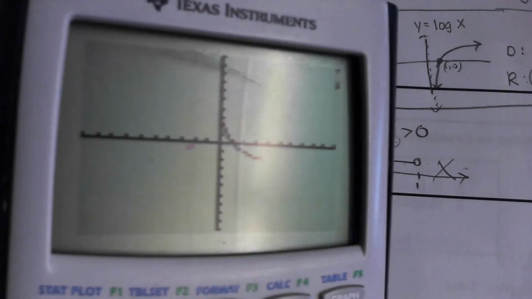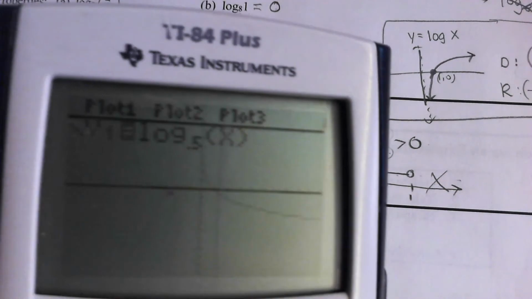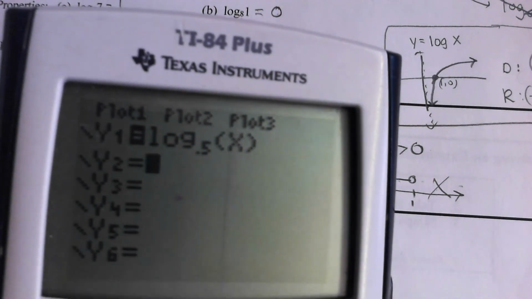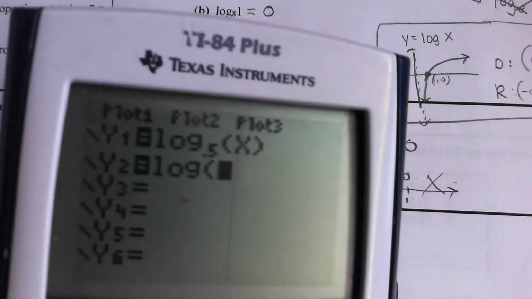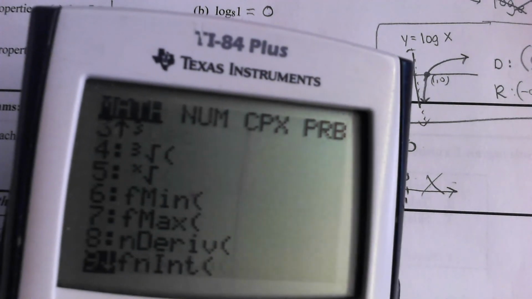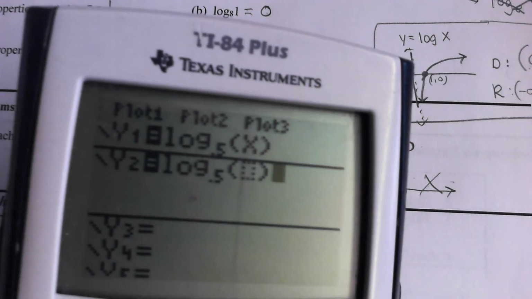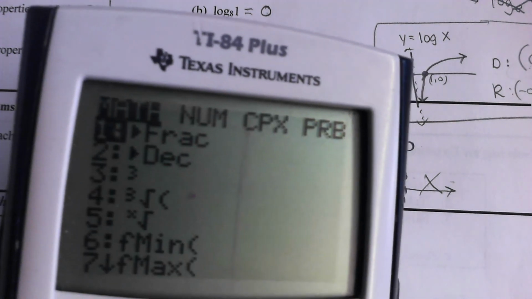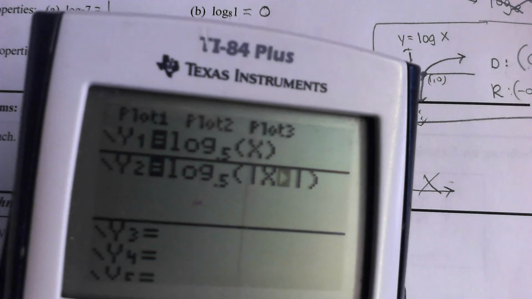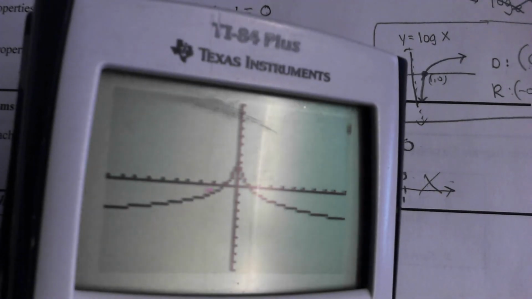So there's the log base half of x. And if I throw an absolute value sign in there, log base 0.5, and I throw in the absolute value of x, he's right.